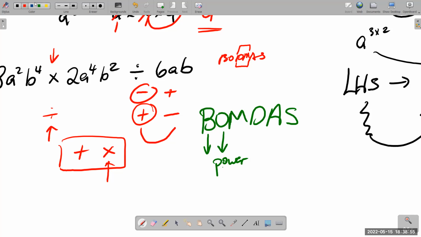And then these 2 come together. So you do the one that comes first. And then these 2 come together. You do the one that comes first between them. But multiplication and division will always come before addition and subtraction. Everybody remember that?